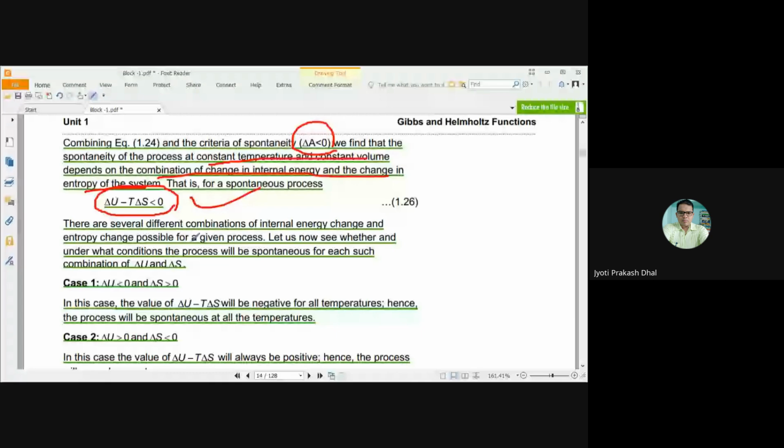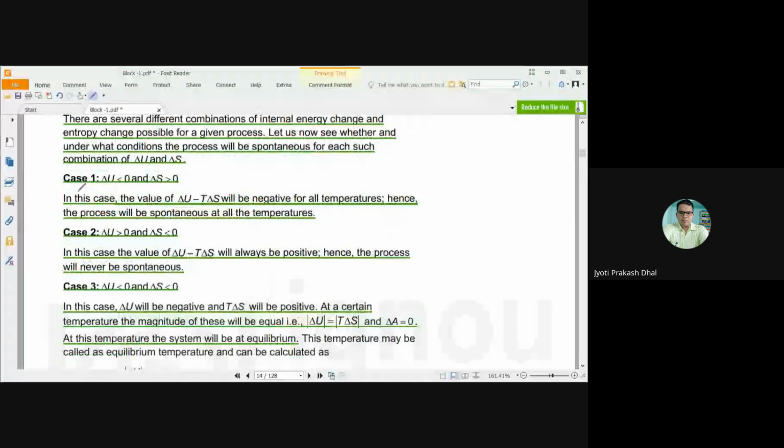Now coming to case 1. If change in internal energy is less than 0 and change in entropy is greater than 0, in this case the value of del U minus T del S will be negative for all temperatures, and hence the process will be spontaneous for all temperatures.